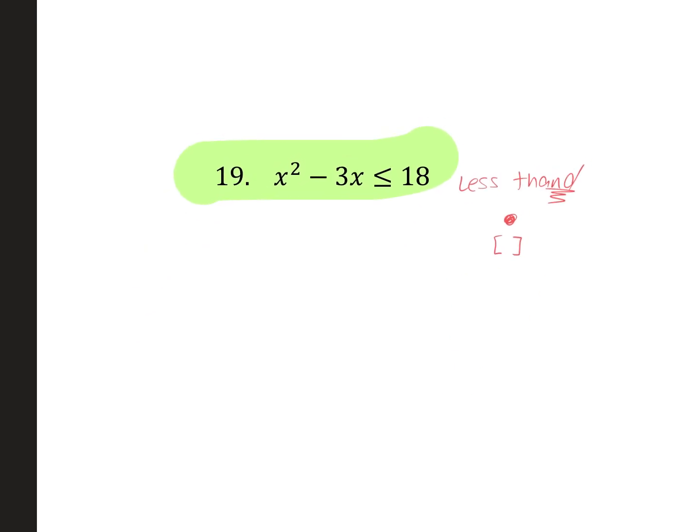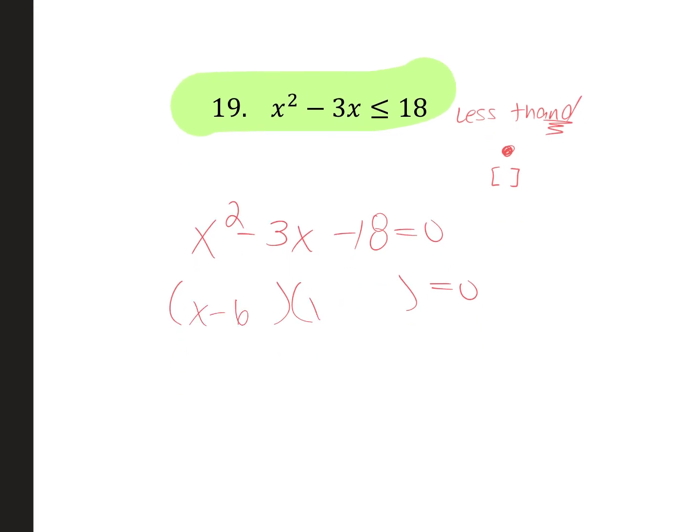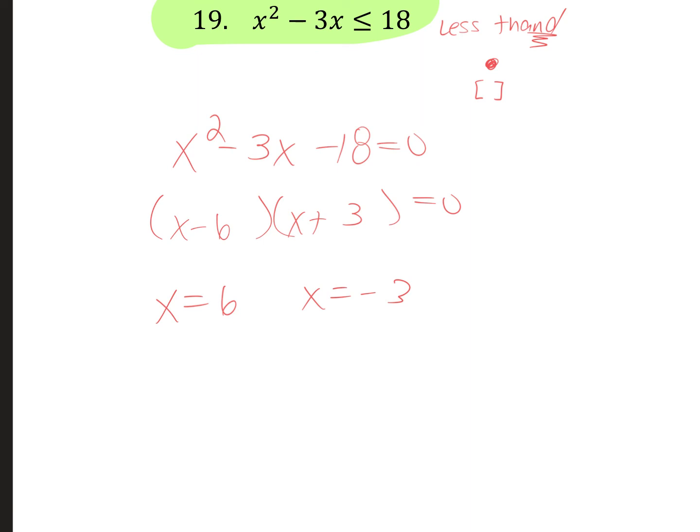So treat this like you would an equation. X squared minus 3x. If I move 18 over, minus 18 equals 0, right? So we're going to factor: x minus 6, x plus 3. You guys agree? Okay. So x equals 6 and x equals negative 3. Those are the points that we're going to put on our graph: negative 3, 0, and 6.